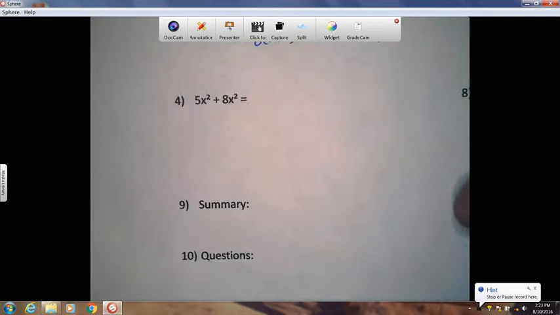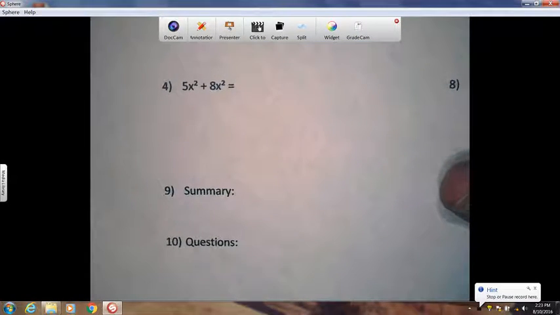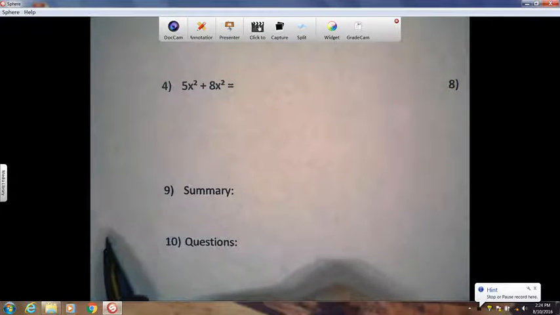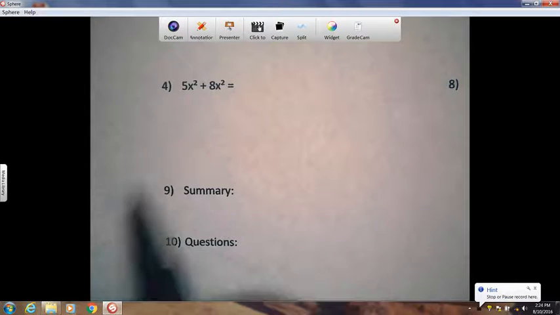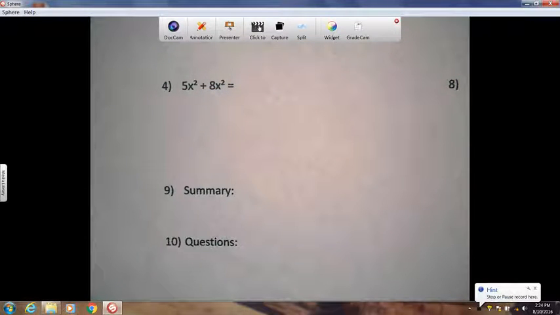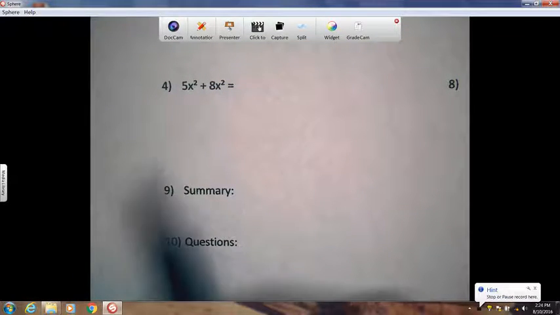Now let's look at like terms. So if I look at these two, can I add these? So first, I have to see if they're like terms. Do they have the same variable? Yes, it's an x. Is it to the same power? Yes, to the second power.